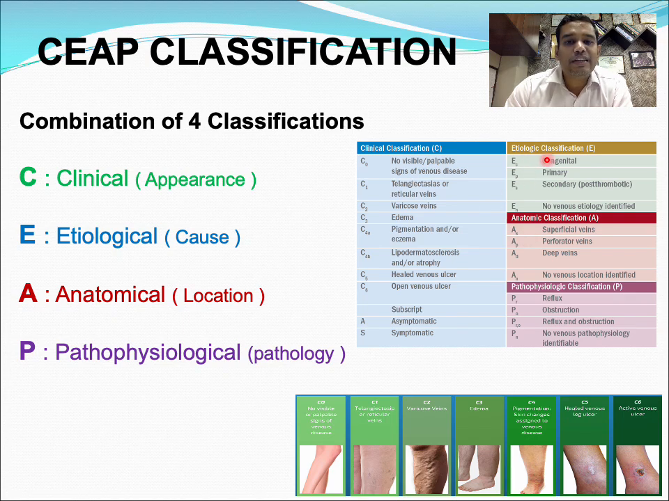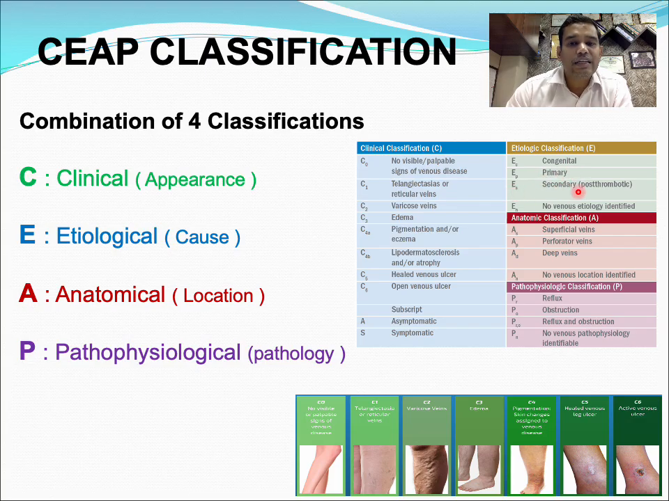Next, E classification. What is the etiology? Whether the vein is congenital: the patient is not having any problem in the vein, but the pathology is congenital, as in Klippel-Trenaunay syndrome. EP, that is, there is a primary pathology, meaning the patient has a history of prolonged standing, as in watchmen, fishermen, surgeons. That has led to the incompetence of the superficial venous system, that is the SFJ.